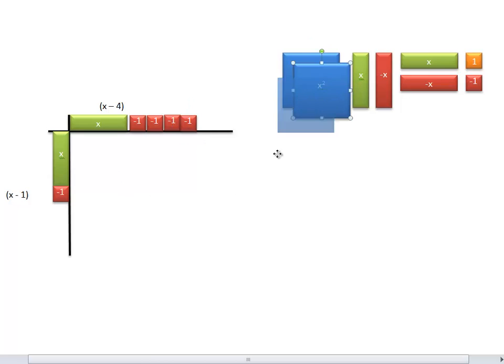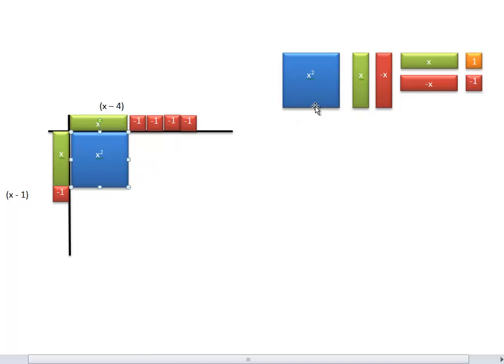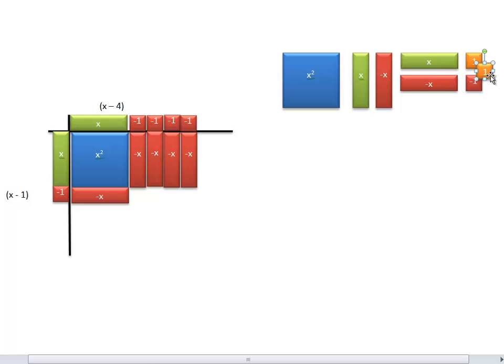When we fill in the area below the multiplication table, we ask ourselves, what's a positive x times a positive x? Positive x squared. What's positive x times negative 4? Negative 4 x's. What's positive x times negative 1? Negative x. And finally, what's negative 1 times negative 4? Positive 4.